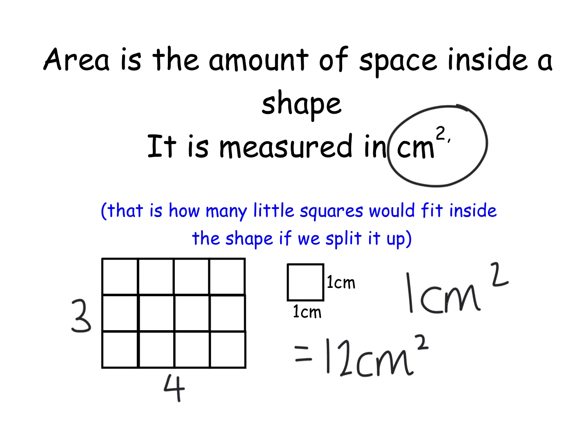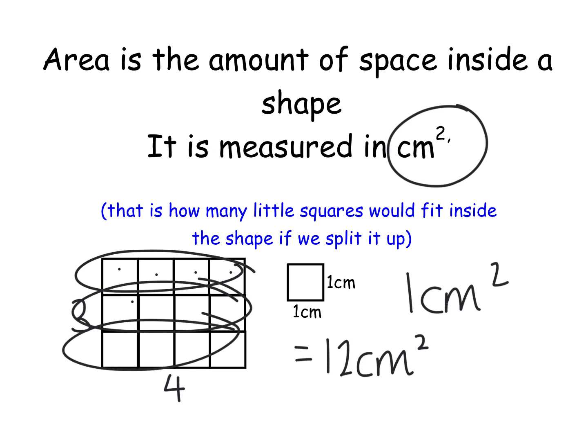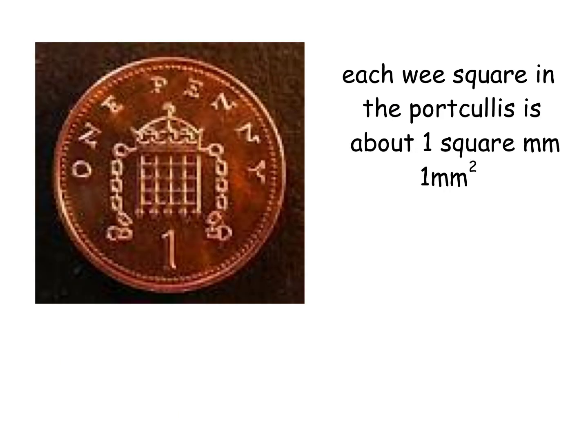So how did we do that? Well, there was a shortcut. We didn't go 1, 2, 3, 4, 5, or maybe you did to start with, but eventually you might start with going, well, there's 4 in a row, 3 rows, 4 times 3 is 12. So what we're doing is we're multiplying the sides together. And there is a special name for the sides. It's length and breadth.